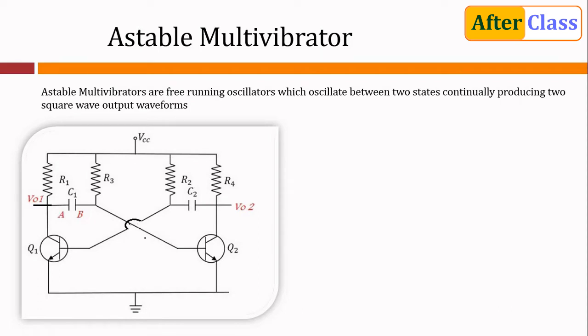The emitters of both the transistors are connected to ground. The collector load resistors for this circuit, that is R1 and R4, and the biasing resistors R3 and R2 are typically of equal values. So is the case with C1 and C2.